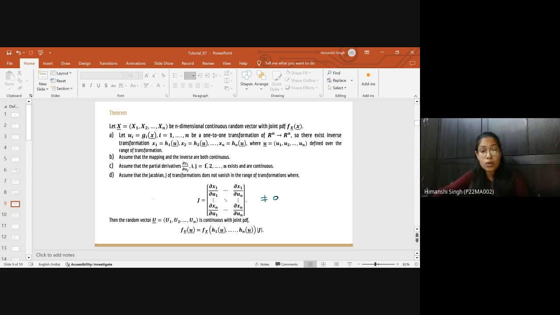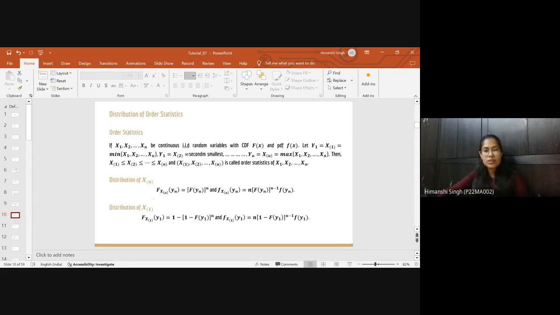You can also relate this to when we discussed the function of a random variable. There we only had a single random variable, and we discussed such a theorem for that scenario also. And this is a generalized version of that, where the random variable is a random vector. In that case, we consider this.